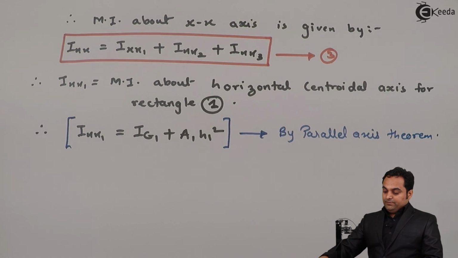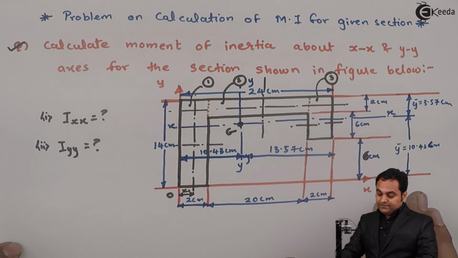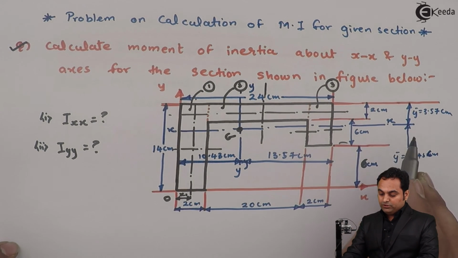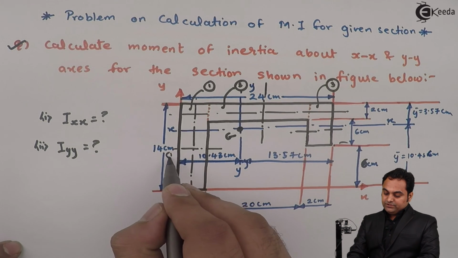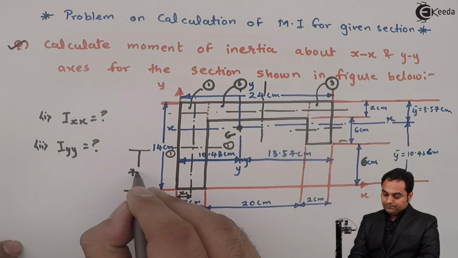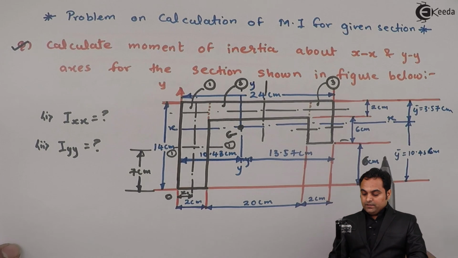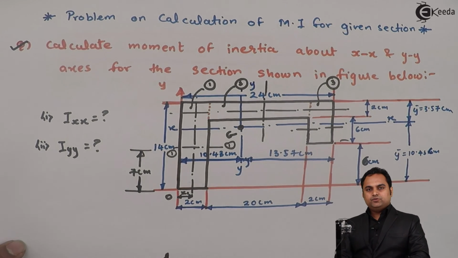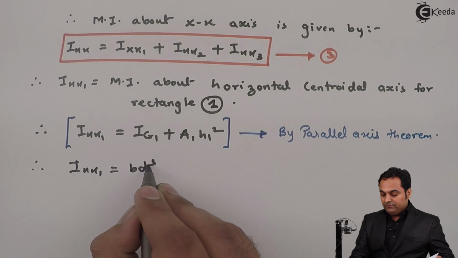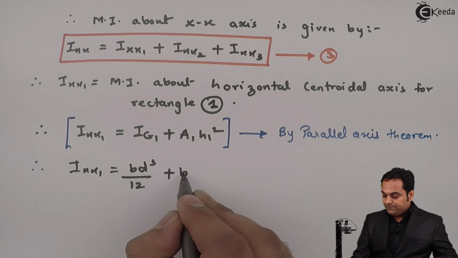Now when we are using the parallel axis theorem to calculate Ixx, then if we look at the x-axis for this complete section, the x-axis is located at 10.43 centimeter from bottom, but the x-axis for the first rectangle, which is here axis 1 1, is located at half of 14, that is 7 centimeter from bottom. So there is a distance between the two axes. Now when we have the difference between the two axes, then only we can use parallel axis theorem. So here I have written that. Ixx1 is Ig1, which is BD cube by 12, the moment of inertia for rectangle 1 about its own horizontal axis, plus area 1, which is B into D, into h1 square.